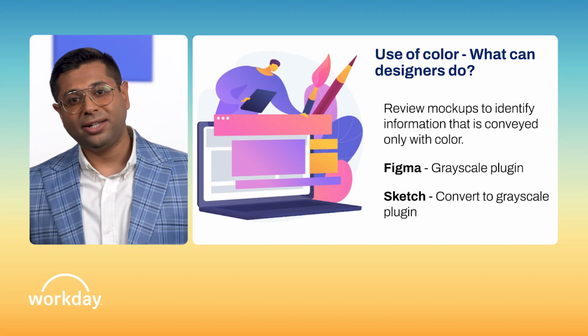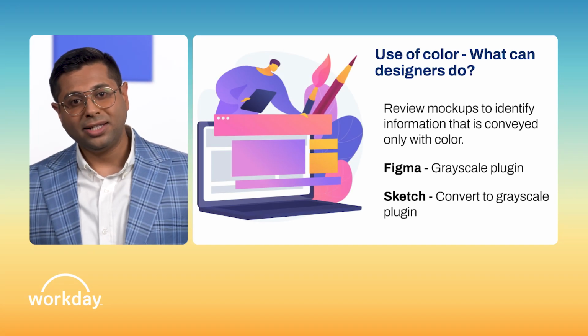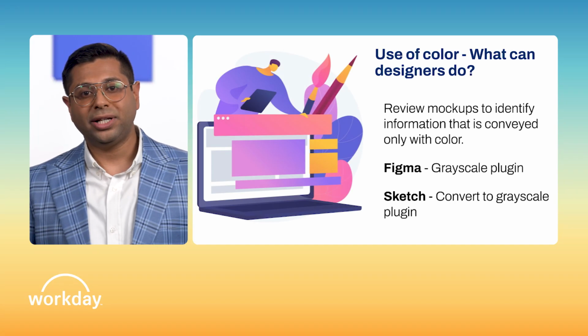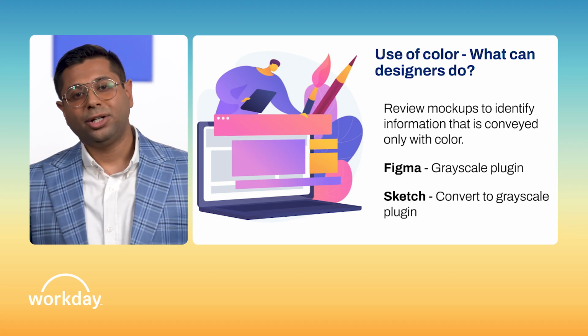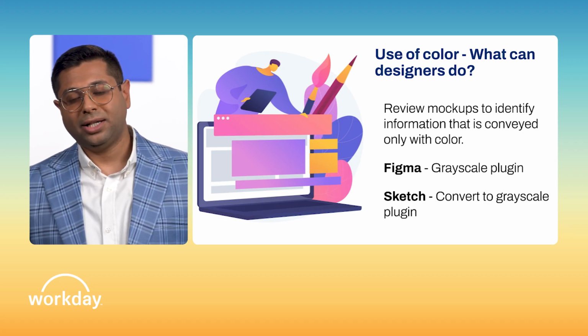So what can the designers do? Well, designers have a range of tools at their disposal to ensure their designs are accessible and usable for users, including those with visual disabilities. In design software like Figma and Sketch, plugins like Grayscale and Convert to Grayscale allow designers to quickly view their mockups in grayscale. By using these tools, designers can proactively address potential accessibility issues and make the necessary adjustments to their designs.